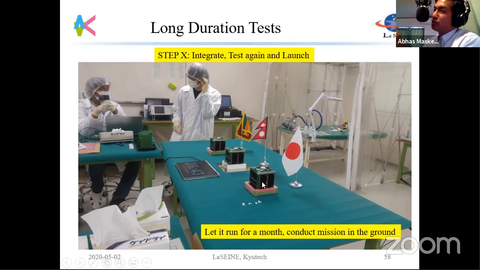So what we do is we have a solar simulator. We don't charge it directly. We charge it in such a way that it goes into a 90-minute orbit. Okay, so 60-minute charging, 30-minute no charging. Yes, 60-minute charging and 30-minute no charging.